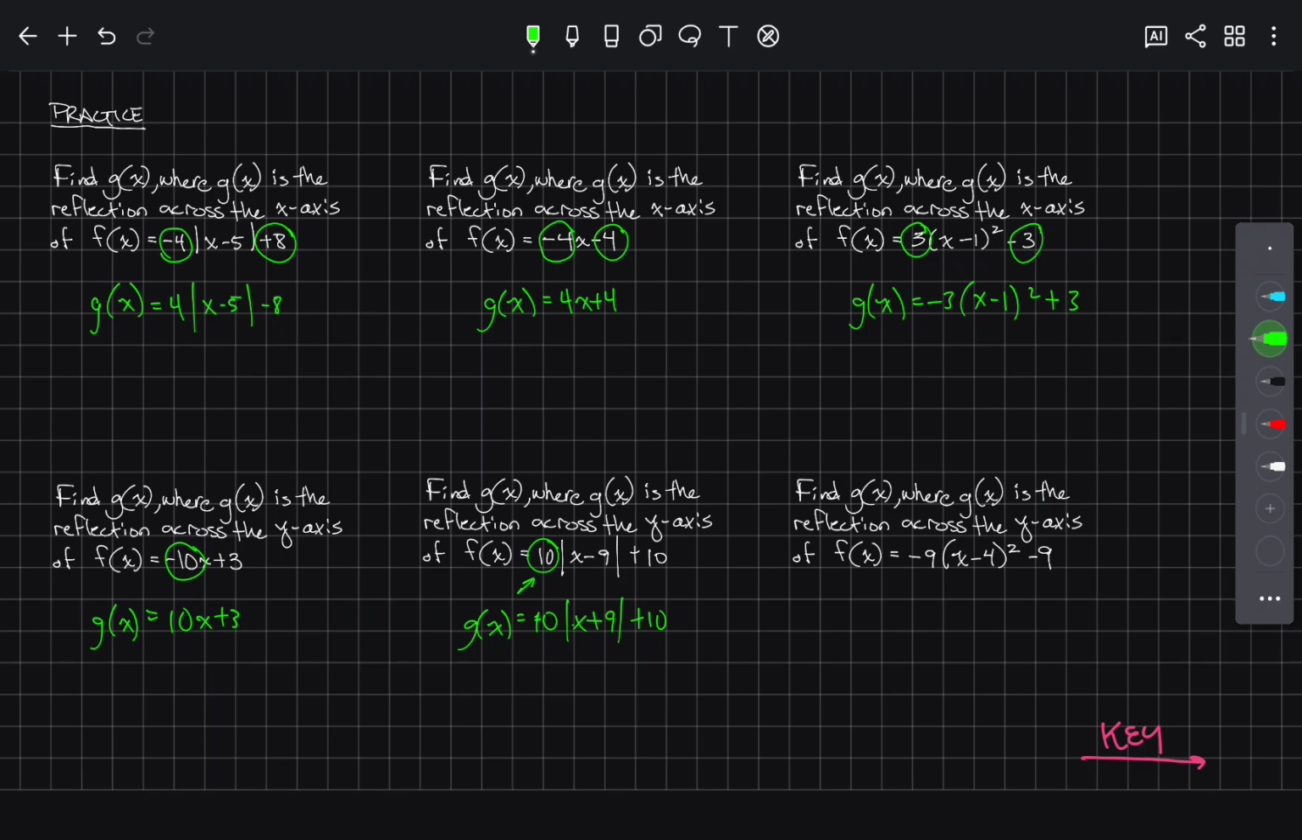-9 is going to stay the same over the y-axis, but we do know that we're going to be taking a horizontal shift the opposite direction. So g of x equals -9 times (x plus 4) squared minus 9. So you can see that that change to being equidistant from the y-axis, being shifted to the right 4 is now being shifted to the left 4.